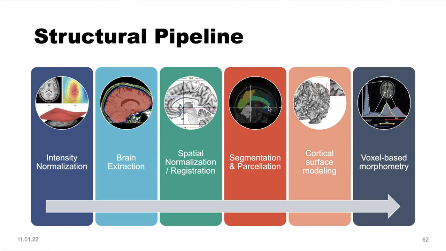segmentation and parcellation, so grouping different areas based on certain assumptions. Then cortical surface modeling. Why this is important, I will also go into detail in the next lecture. And then we can analyze the structural images, for example, with voxel-based morphometry, so we can measure how many gray matter voxels are in the image to build a model of the different tissue types in an individual subject.